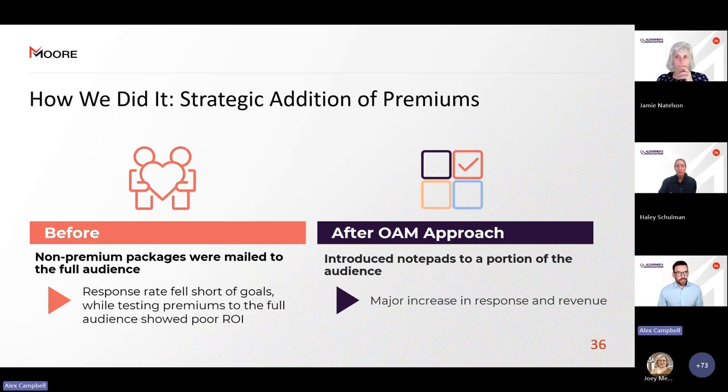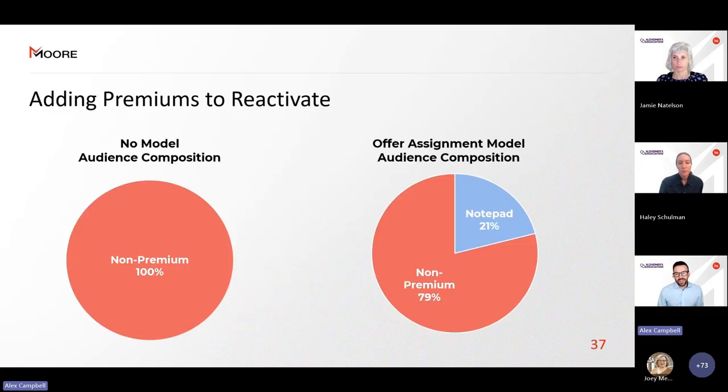huge. And as Haley said, these are things that do compound over time. A somewhat, to me, shocking view here. So on the left, before the offer assignment model was implemented, 100% of the audience received a non-premium. Just by adding the notepad package to 21% of the audience, we were able to get these really spectacular results. So it's also not an extravagantly high cost package that we used in this case.